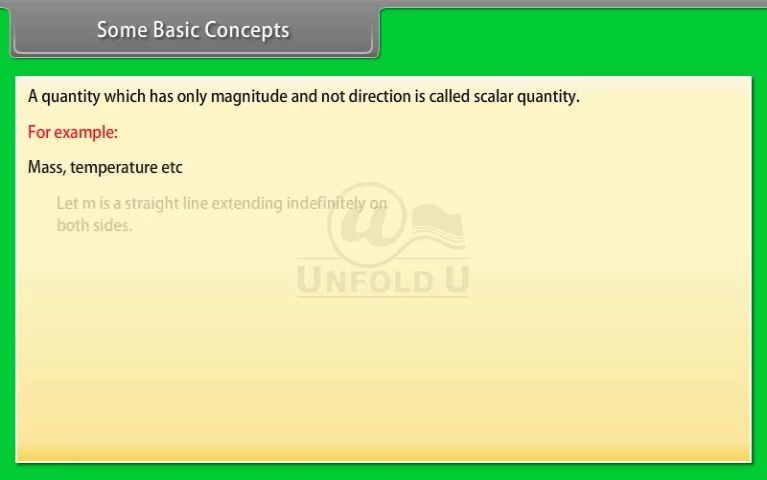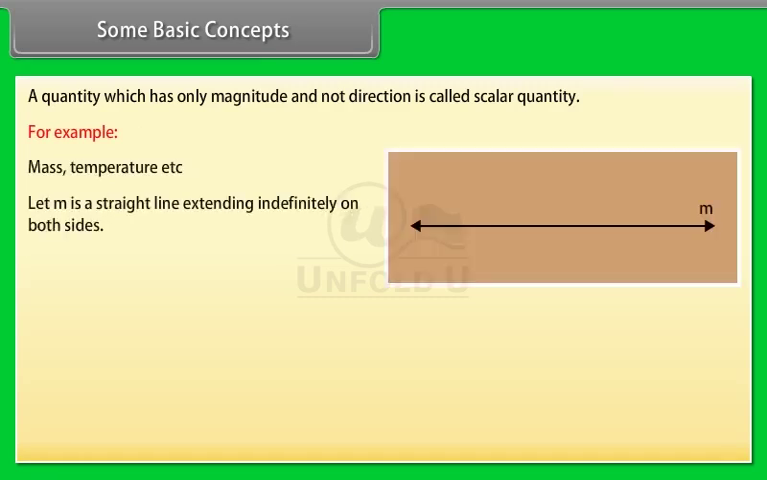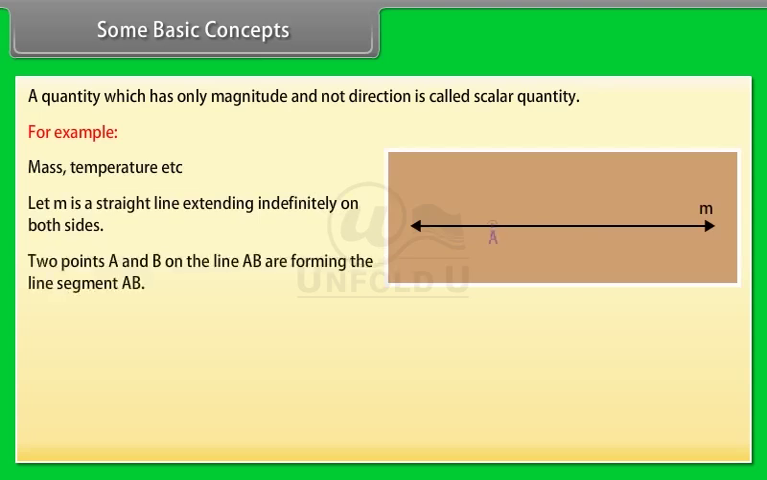Some basic concepts. A quantity which has only magnitude and not direction is called a scalar quantity, for example, mass, temperature, etc. Let M be a straight line extending indefinitely on both sides. Two points A and B on the line are forming the line segment AB.